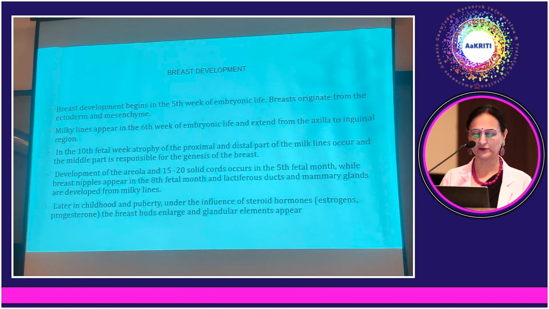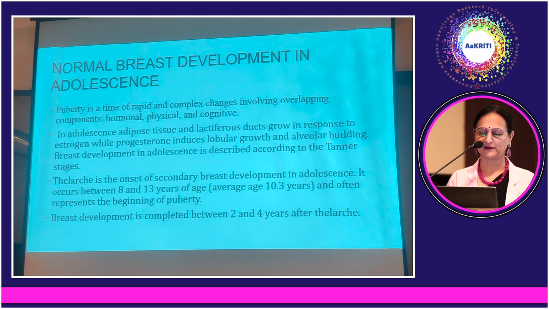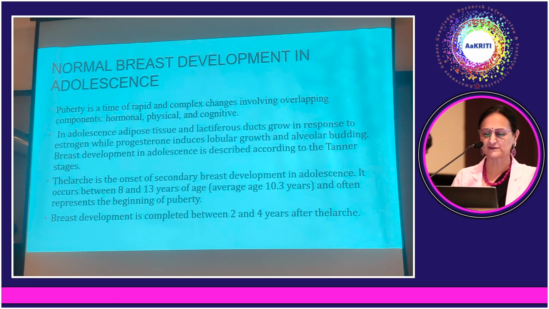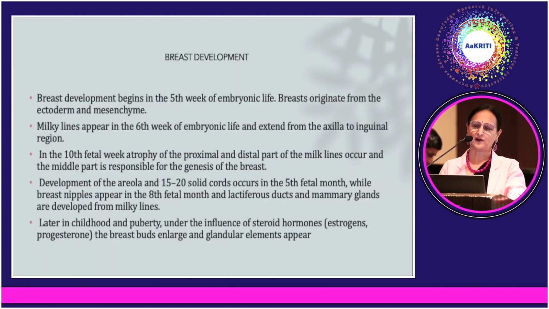Later in childhood and puberty, under the influence of steroid hormones, estrogen and progesterone, the breast buds enlarge and glandular elements appear. So, puberty is a time of rapid and complex changes involving overlapping components: hormonal, physical, and cognitive. In adolescence, tissue and ducts grow in response to estrogen, while progesterone induces lobular growth and alveolar budding. Breast development in adolescence is described according to the very important Tanner's stage, and once we know about this Tanner's stage, we will know what is normal and what is abnormal.